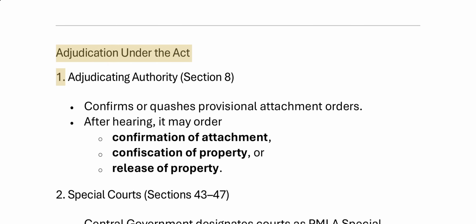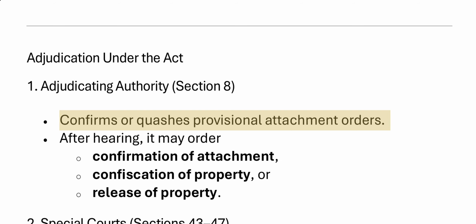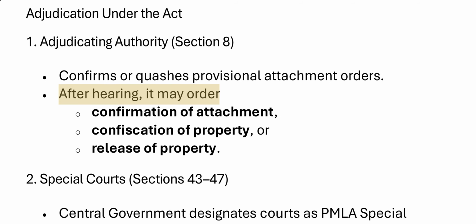Adjudication under the Act. 1. Adjudicating Authority, Section 8. Confirms or quashes provisional attachment orders. After hearing, it may order confirmation of attachment, or confiscation of property, or release of property.